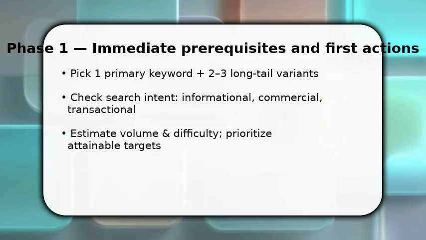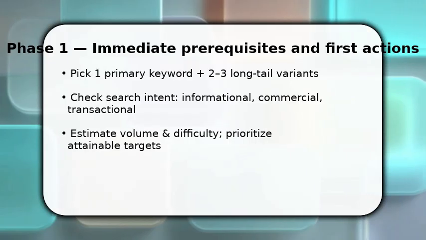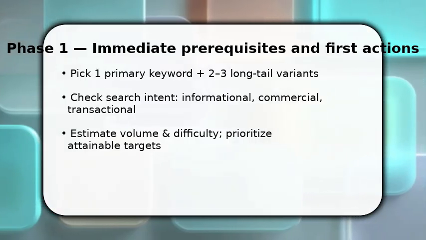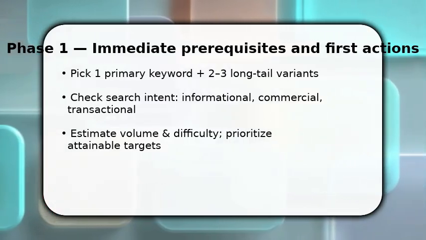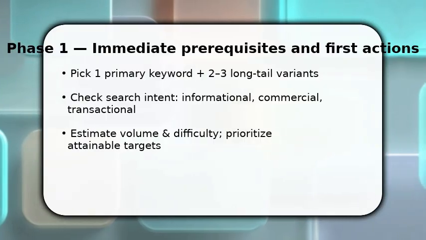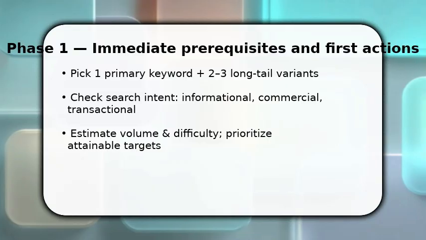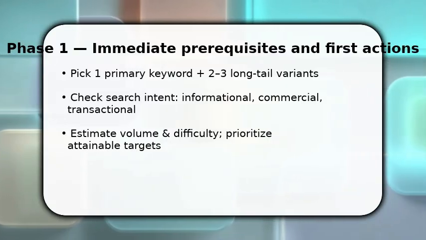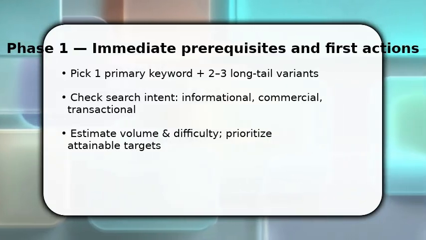You begin by choosing a primary keyword and 2 to 3 long-tail variants that match user intent. This directs every decision you make next. Use quick keyword checks to confirm search volume and difficulty, then map intent. Are people researching or buying?